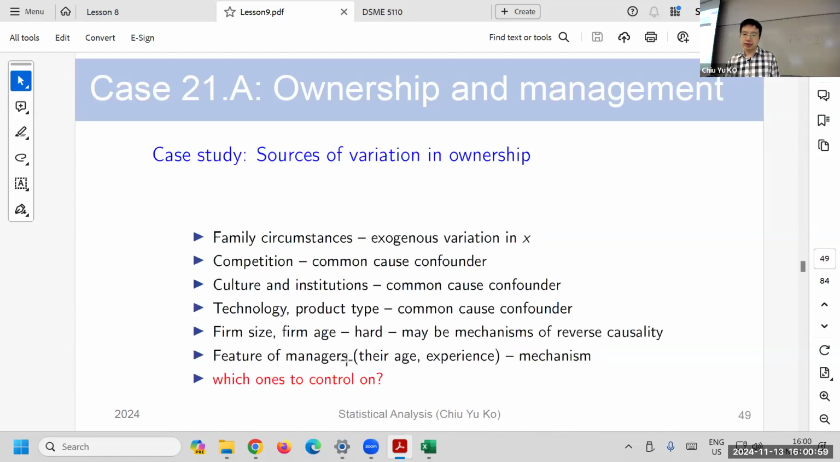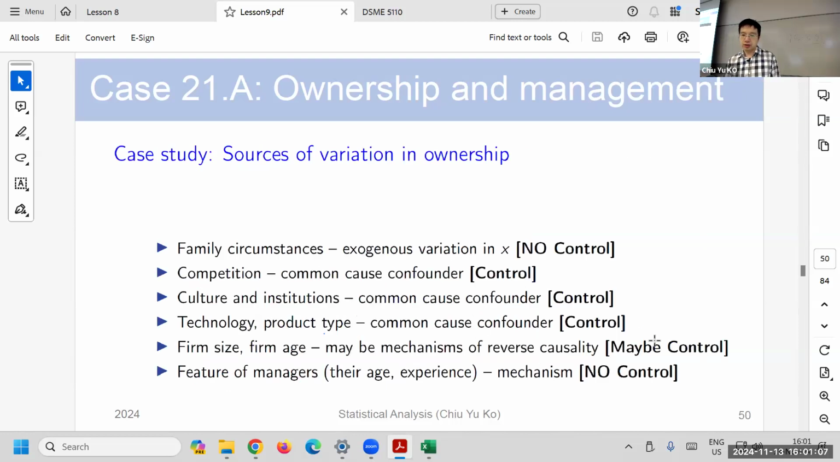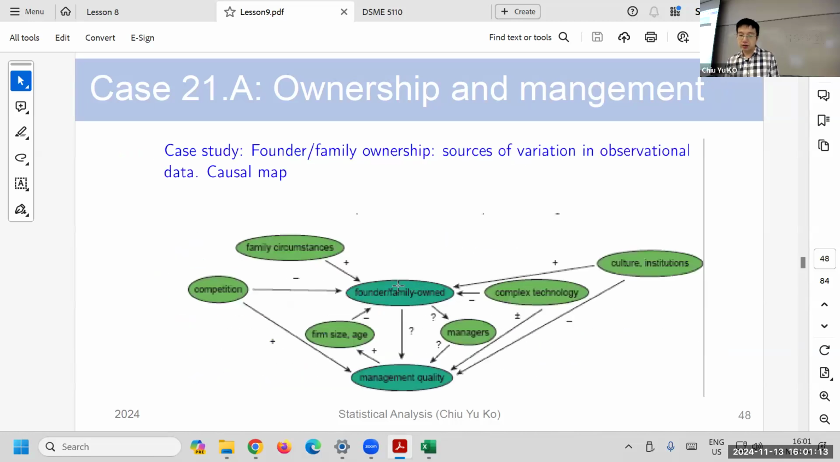And the other one is the manager, how good they are, right? Okay, that will be done, right? So that is the part that we don't control because mechanism, right? Because how good they are, they hire which kind of manager, then affect, right? Because in the middle, you don't control that part. So the only difficult part is this guy, right?